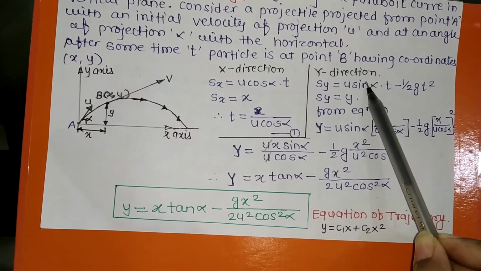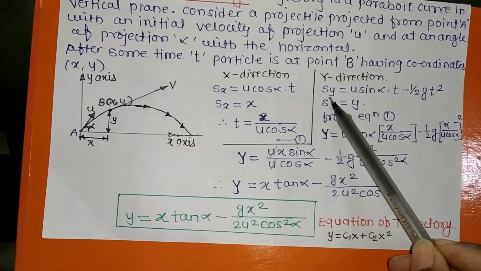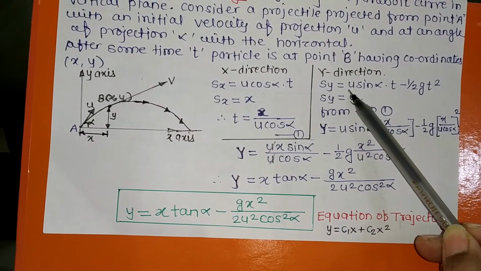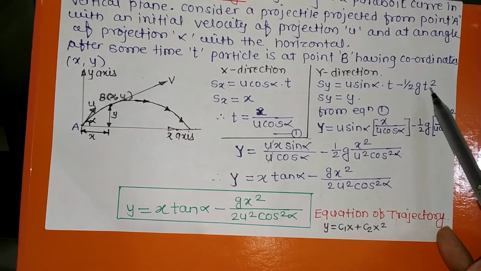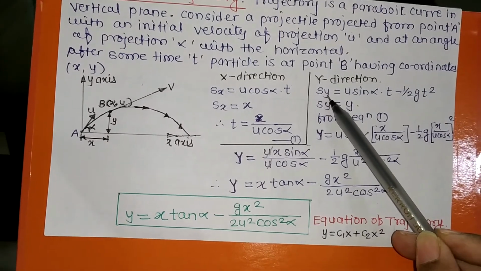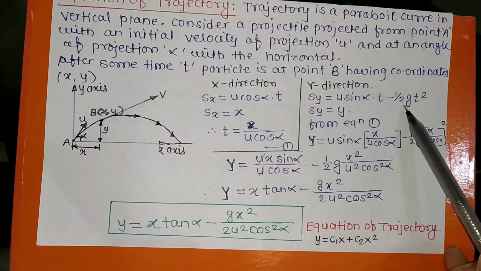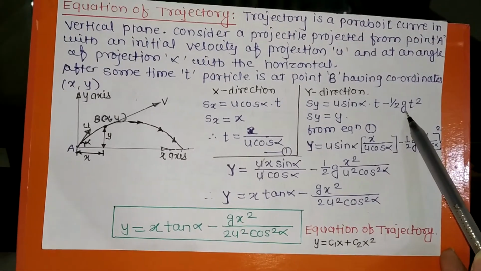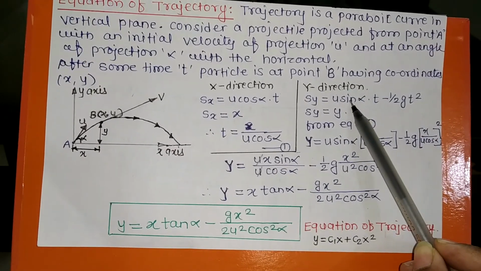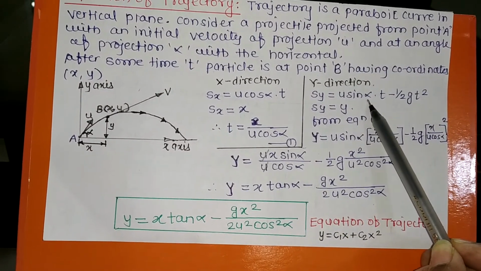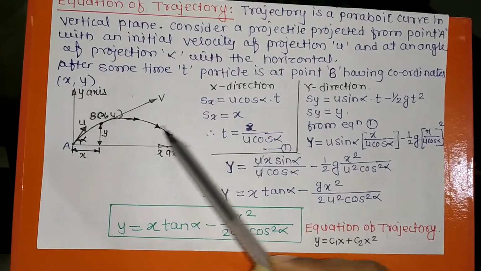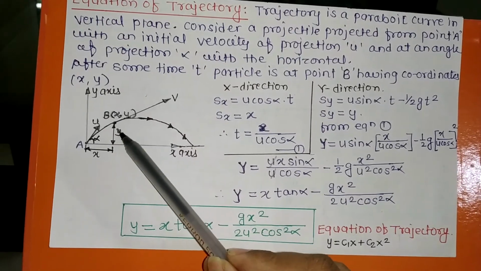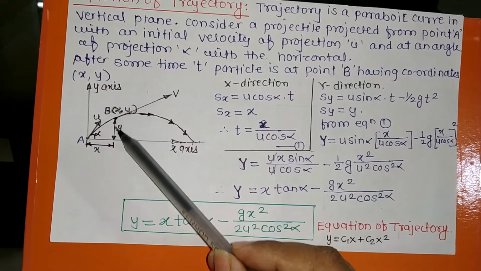Let us consider the motion of the particle along y direction. The displacement of the particle along y direction is expressed as u sin alpha into t minus half g t square. This is from the equation s equals ut plus half at square. In this case, we have replaced ay by minus g, and uy by u sin alpha. As we have considered the coordinates at B as x, y, y is the vertical displacement of the particle from A to B.